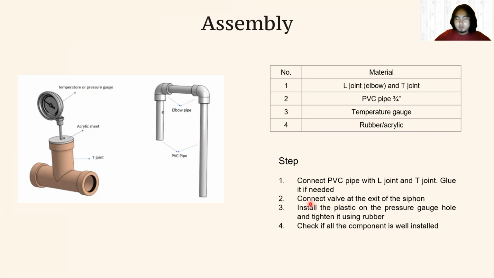And then we will have a valve here. We need to connect the valve at the exit of the siphon, and also we'll install the plastic on the pressure gauge hole and tighten it using rubber. And then we will need to check all the components to see whether they are well installed or not.